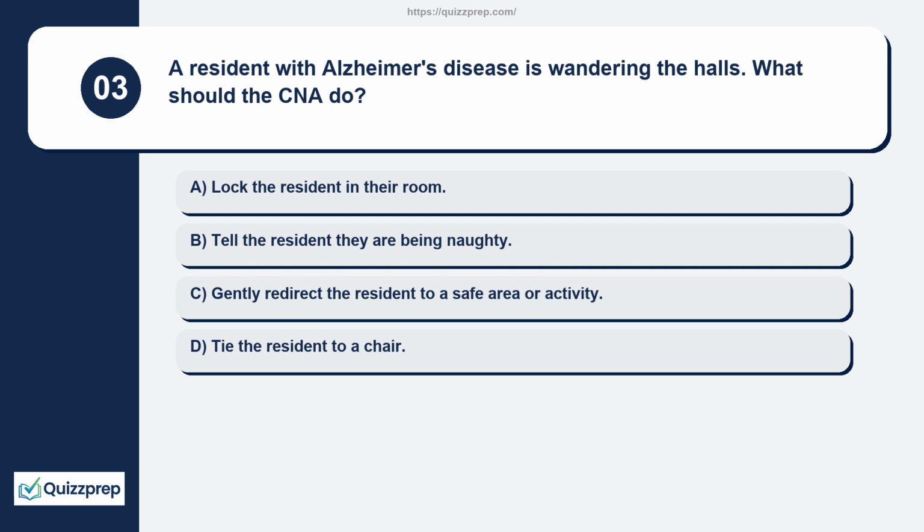Question 3. A resident with Alzheimer's disease is wandering the halls. What should the CNA do? Lock the resident in their room. Tell the resident they are being naughty. Gently redirect the resident to a safe area or activity. Tie the resident to a chair.